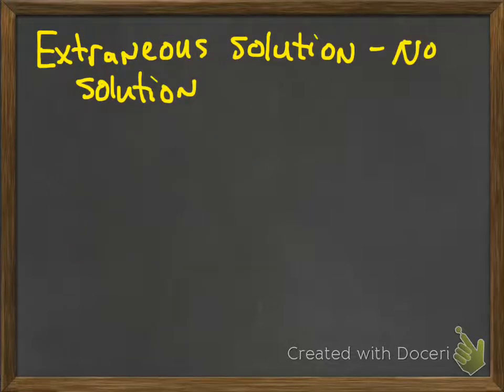When a solution does not work, we call that an extraneous solution, or no solution. Sometimes it seems like they come up with new terms just to make y'all confused. But we'll try to use that terminology that they're using here, extraneous solution, which means it doesn't count. All right. So let's look at another example.